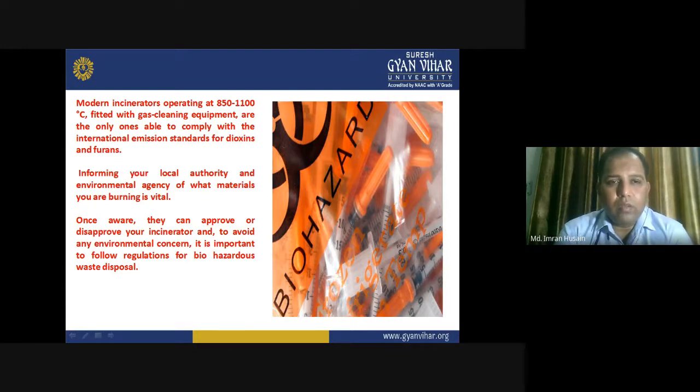Informing your local authority and environmental agencies of what material you are burning is vital. Once aware, they can approve or disapprove the incineration, to avoid any environmental concern. It is important to follow regulations for biohazard waste disposal every time.